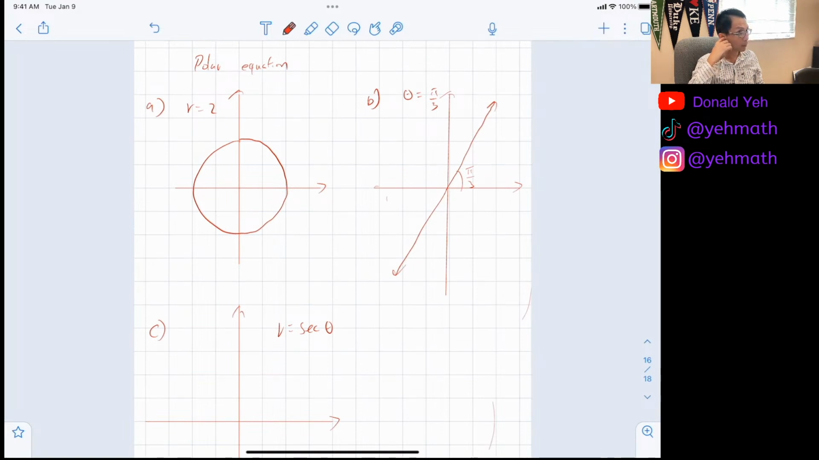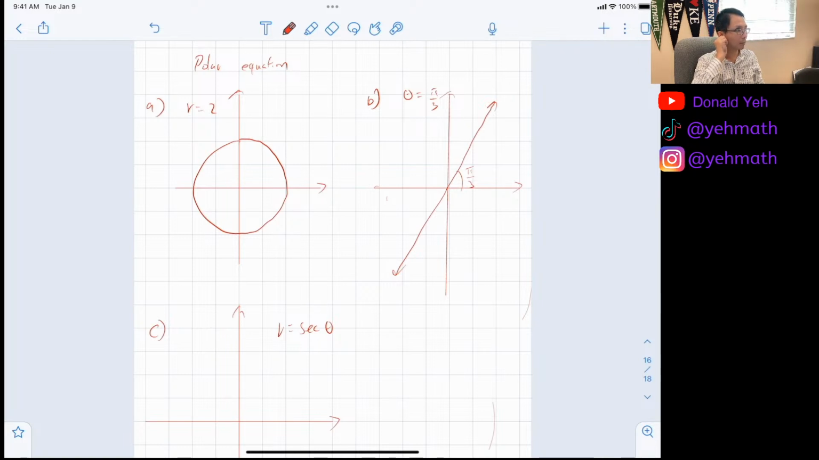Oh, so now the radius changes. Now it's a radius with a variable in it: r equals secant theta. Now this one's interesting. I want you guys to think about it. What will be the equation for this one? It's actually super easy if you think about it. r over x.